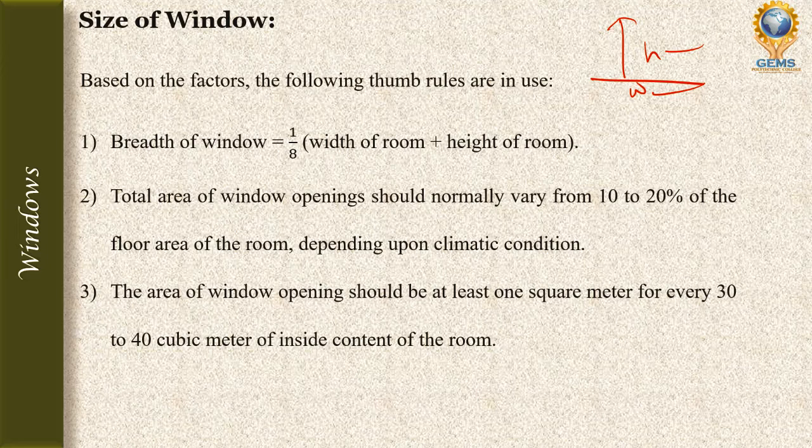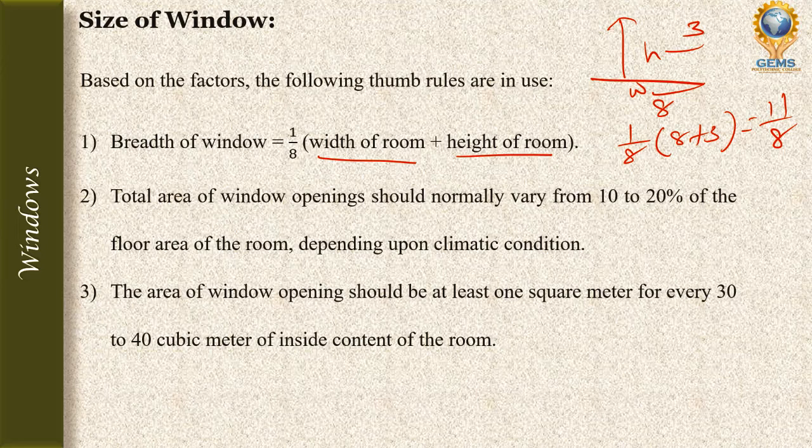So how is it? 1 by 8 times (width of room plus height of room). So if the height of a room is 3 meters and the width is 8 meters, then 1 by 8 into (8 plus 3), that is 11 by 8. So this is the breadth of the window.